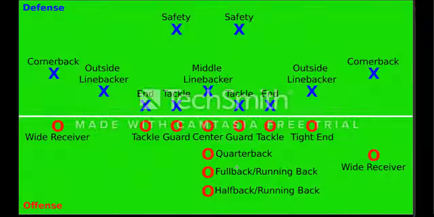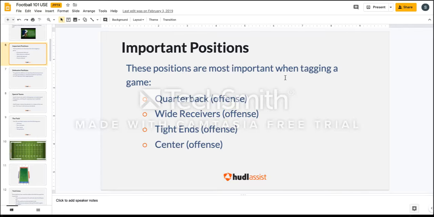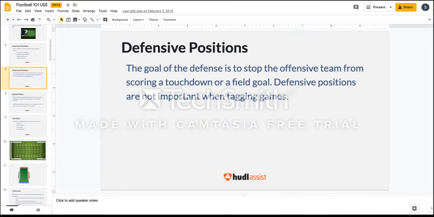This is what the position is all about. You just have to take a rough idea and understand where the players are standing, but only pay attention to the 4 important players: the center, the quarterback, the tight end, and the wide receivers. These are very important. Let's move forward. So, like we said, the defensive positions are not really important while we tag games, but it is good to know the position of the defensive players.